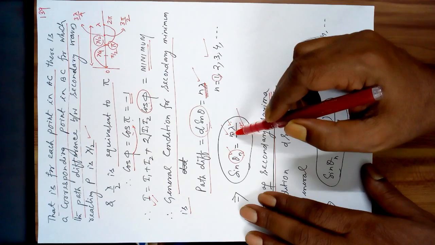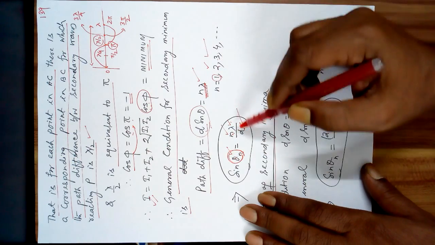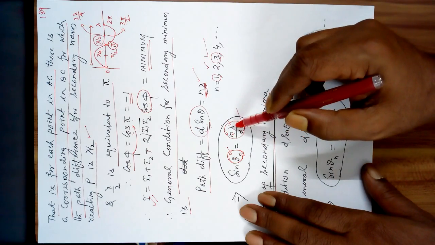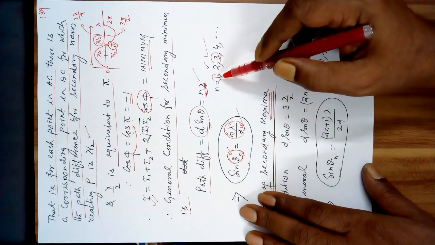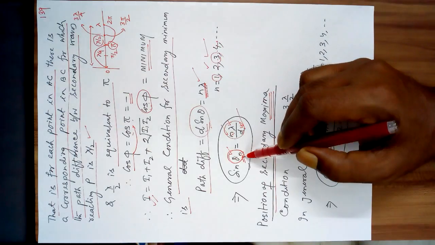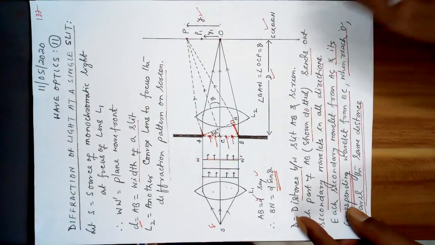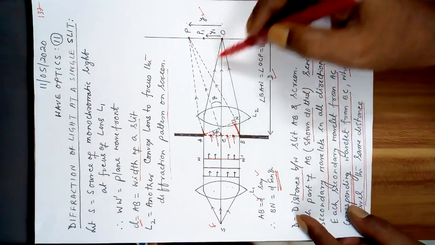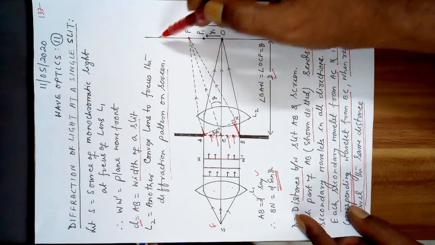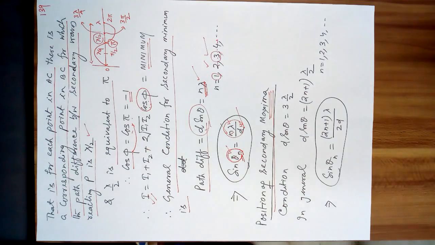If you put n is equal to 2 here, then this will again have another value. If you put n is equal to 3 here, then this will again have another value, because lambda and small d are constant. So for different values of n, we will have different angles. So from here, at different angles, this is theta, at different angles there will be different minima, means minimum intensity.